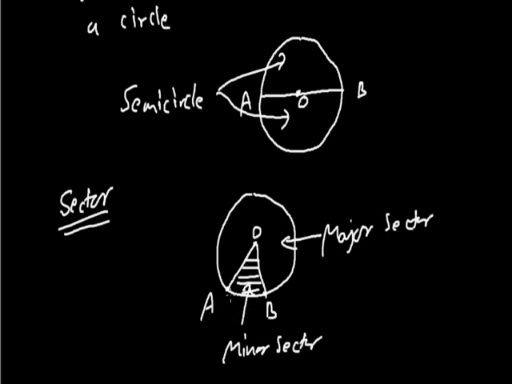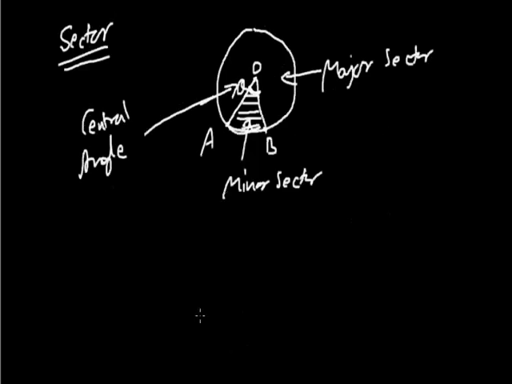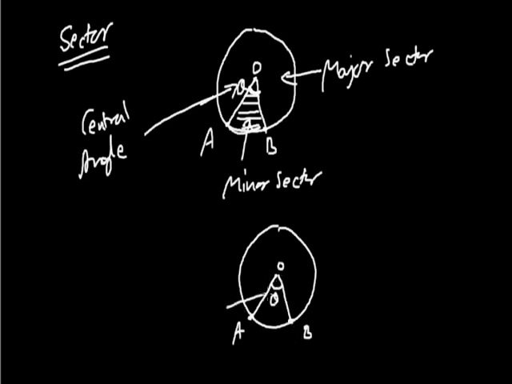The angle formed by the minor arc at the center is called the central angle. The angle made by an arc at the center of the circle is called the central angle. More clearly, let's see here. These are the two points A and B, and this is our center O. The angle made by this arc at the center, that is theta, let's say this is your central angle.